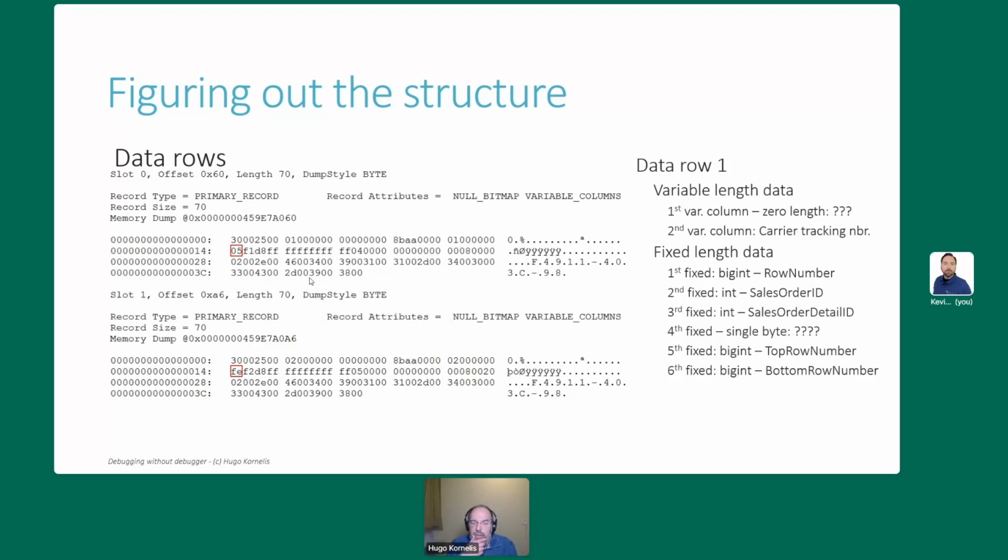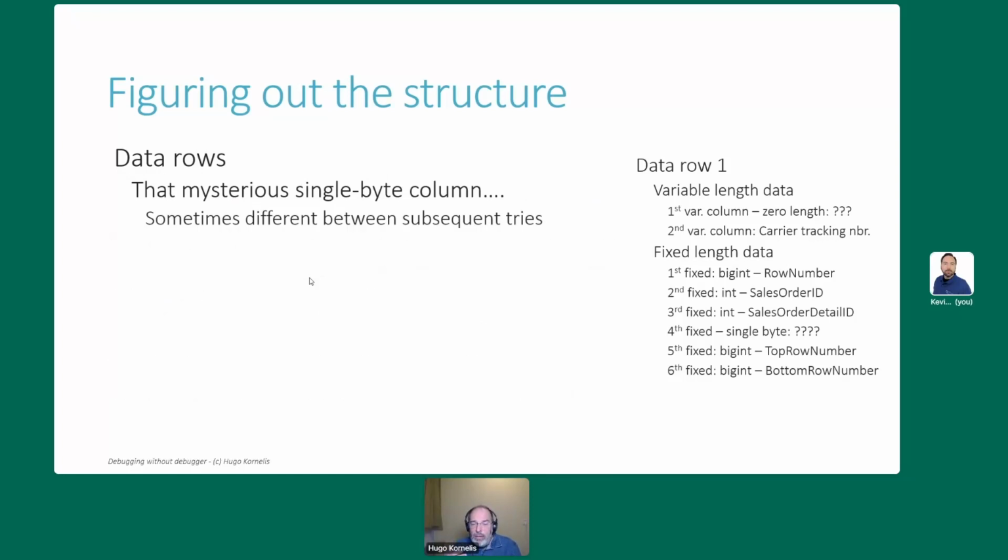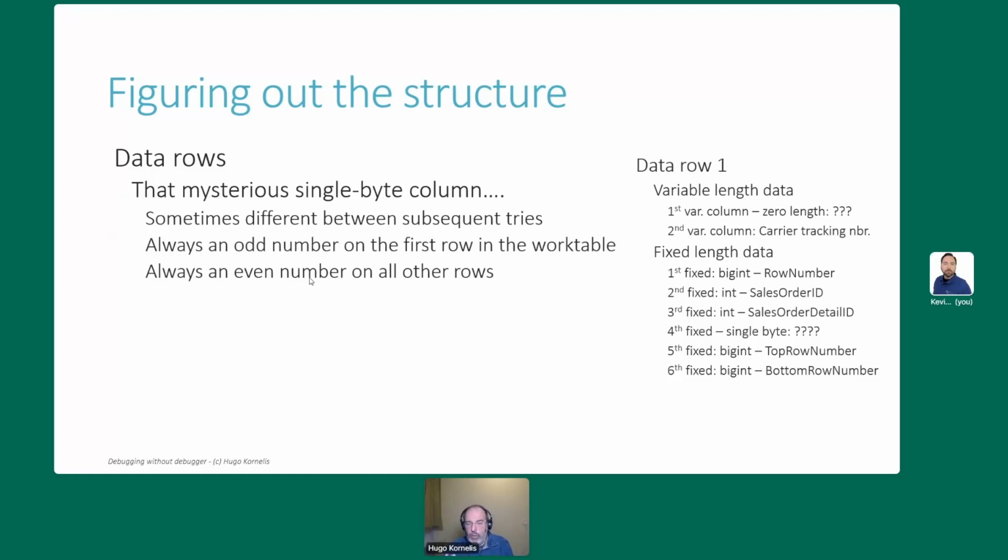And then I noticed something else. It's always odd on the first row and always an even number on all other rows. Okay, granted, I didn't check all 120,000, but I checked a lot, and it was an even number on all rows except the first row. And that's when I realized this single byte is actually a single bit. The other 7 bits are unused. So SQL Server just leaves those at whatever value they are. And that's why between subsequent rows, I don't always get the same value.